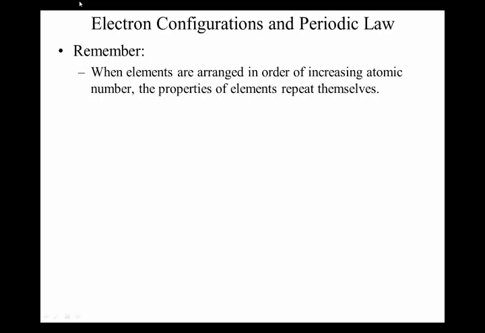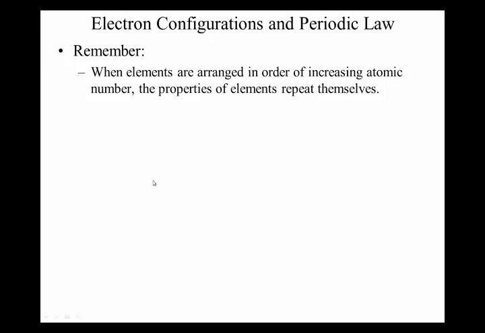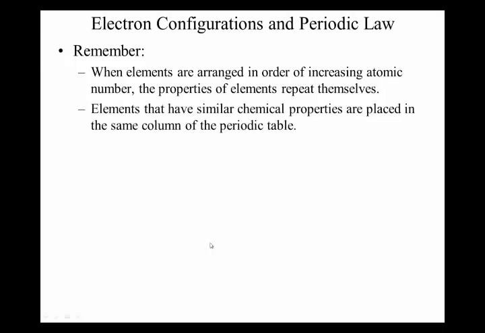So remember, when we look at elements on the periodic table, as they are arranged in increasing atomic number, we have this regular repetition of the properties, right? So when we look here, we know that anything in the same column, in the same group, has similar properties. So boron, aluminum, gallium, indium all have similar, not the same, but similar chemical properties. Elements that have similar chemical properties are placed in the same column.